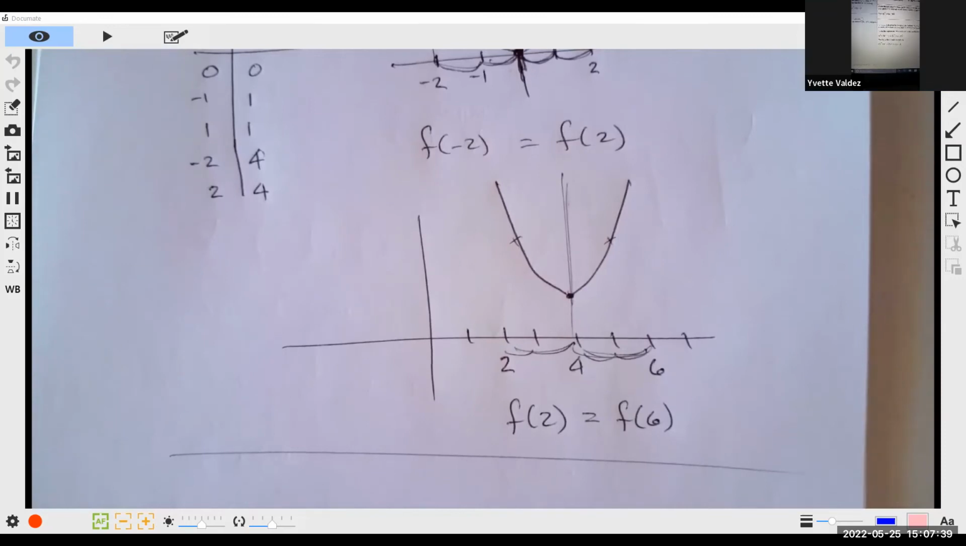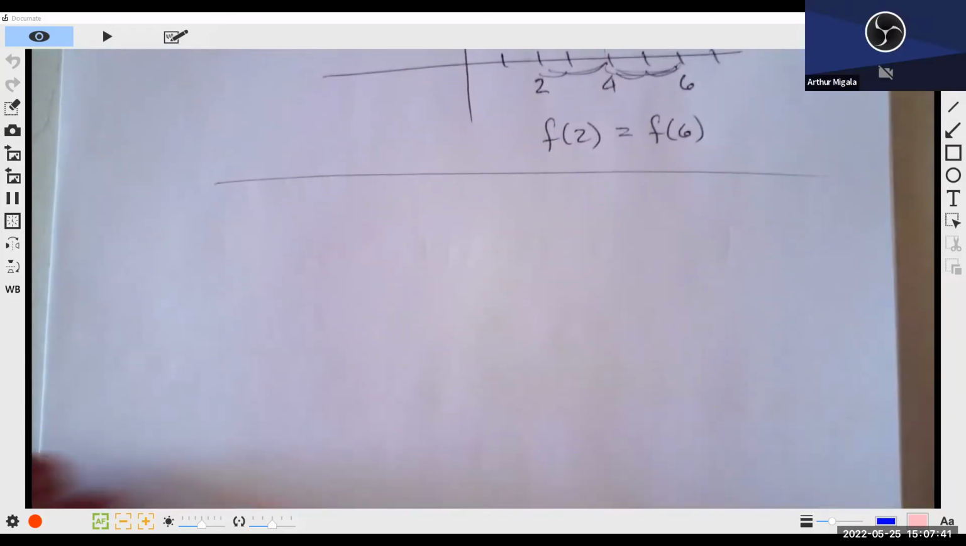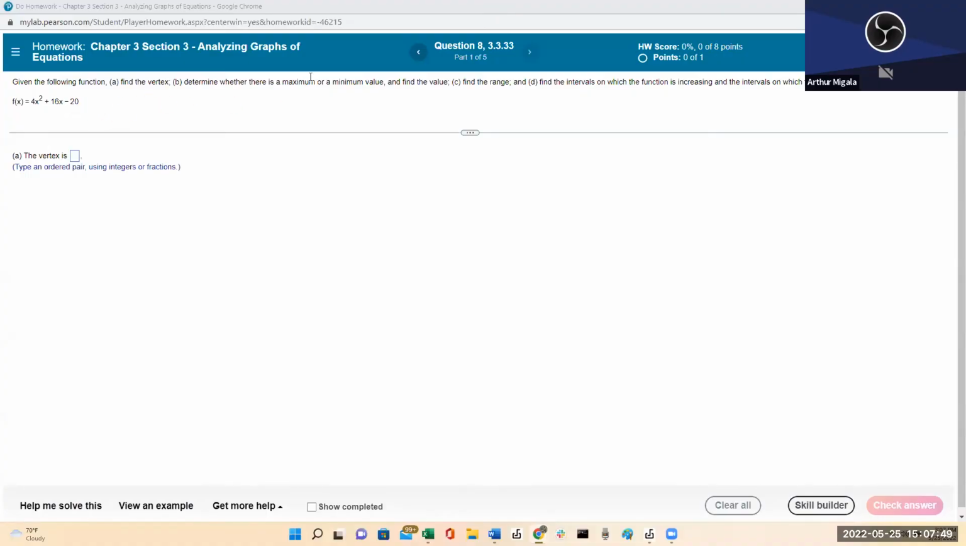All right, let's look at ours we just did. I'm sorry, that was rude of me. I should have done that. So now you see we're looking at the same equation here. So this was asking for the range and the interval of increasing and decreasing.